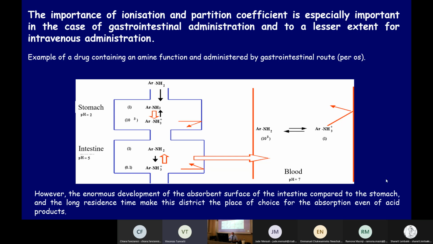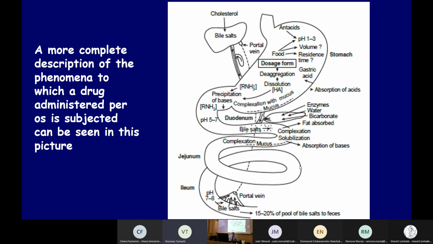However, we have to consider the wide surface of the intestine. You know, about more than 100 square meters. Okay.